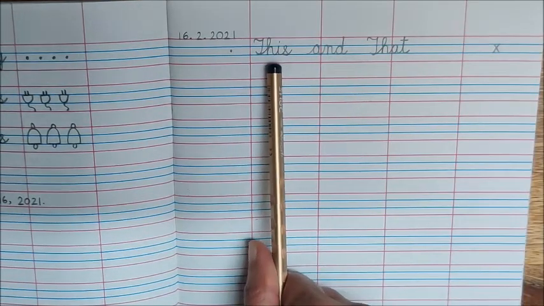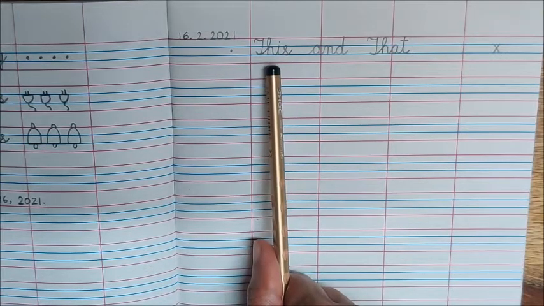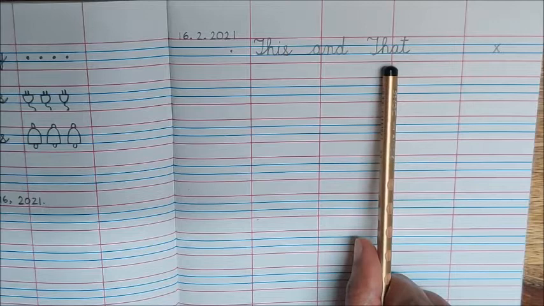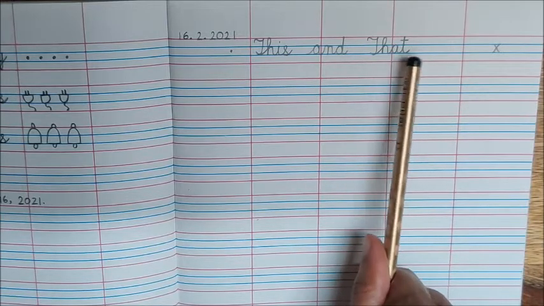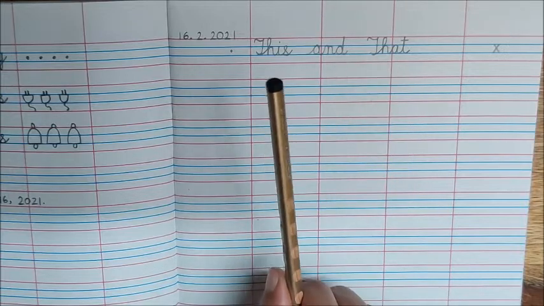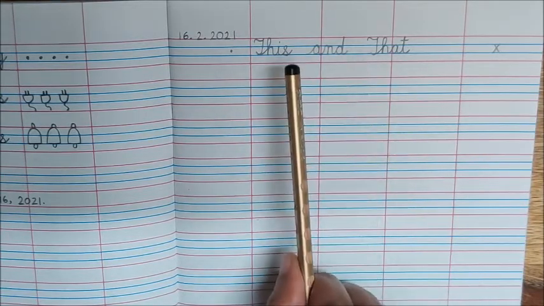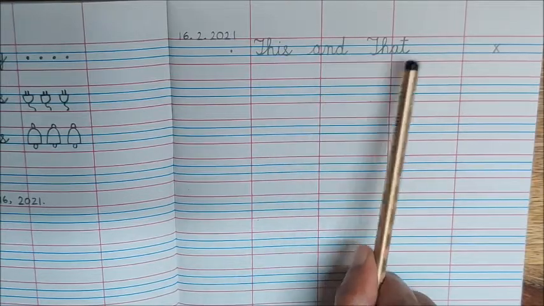When do we use this? When things are near to us. And when do we use that? When things are far from us. Okay, so today we are going to revise this and that. We will write sentences with this and that.